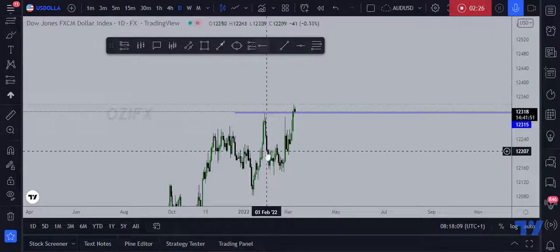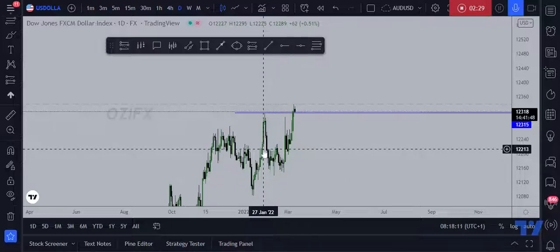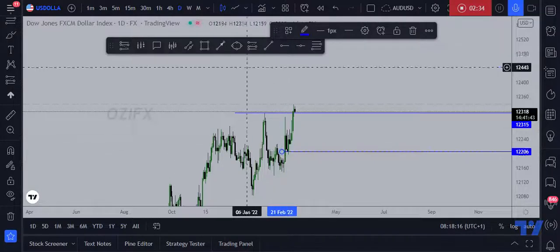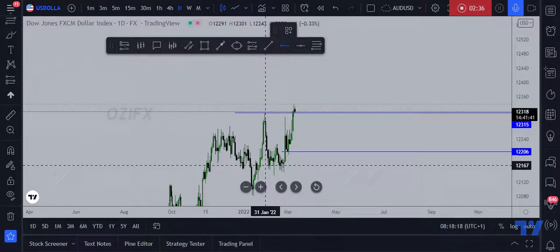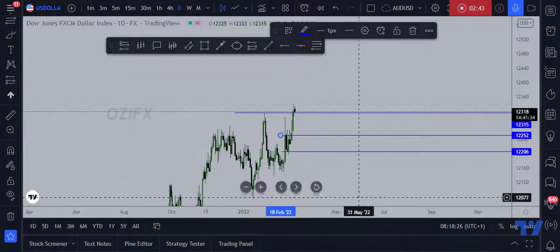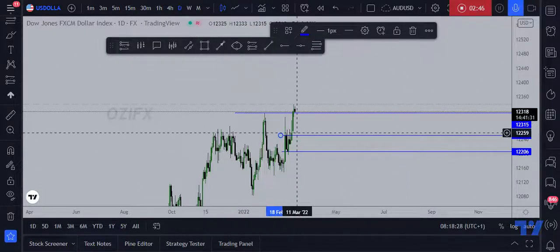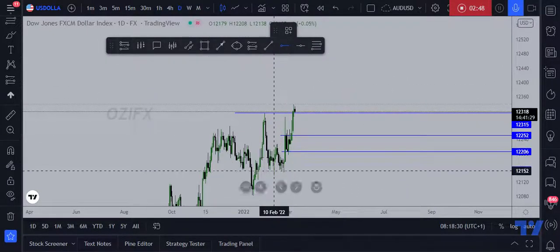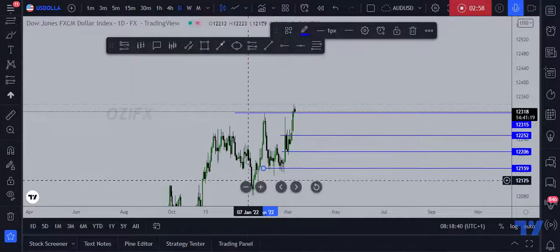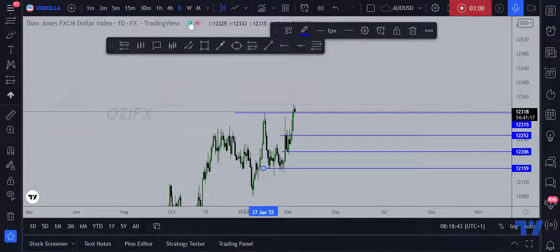Somewhere around here. So even if it pulls all the way to here, it still maintains the structure. What it does is just form a higher low. So we're looking at it to pull into some of these places.